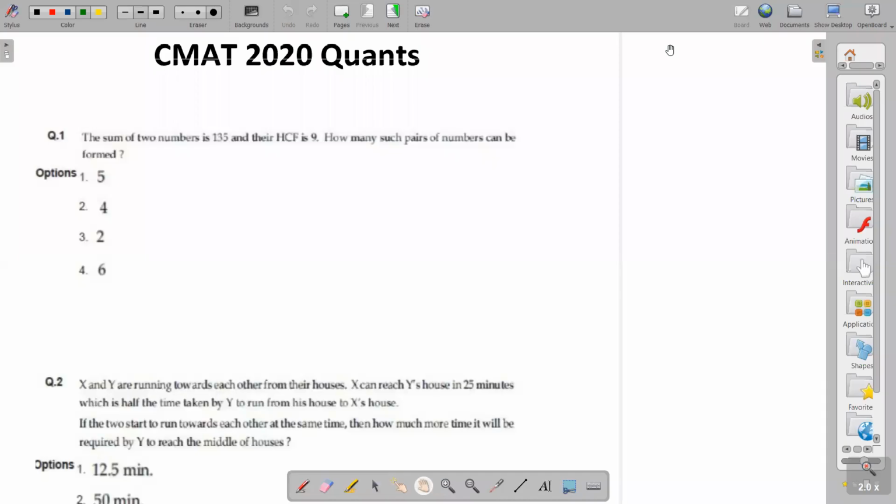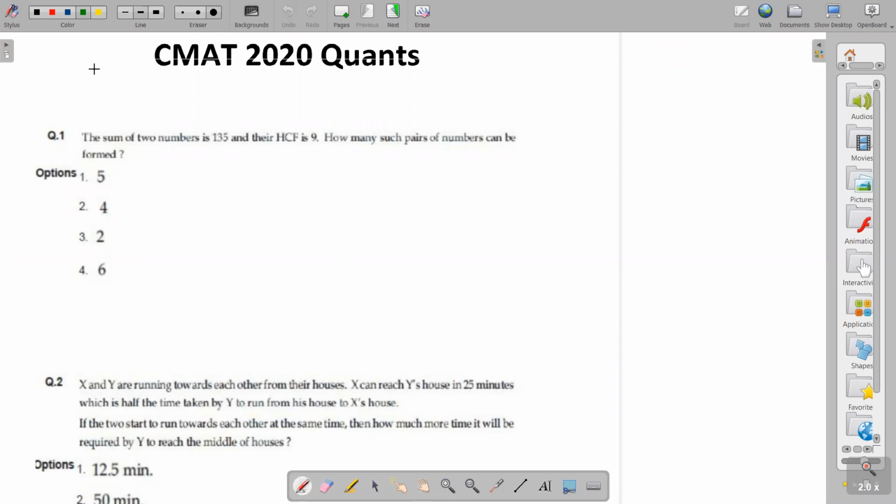Hello everyone, I'm Tushar Pal, and in this video I'm going to solve the CMAT 2020 quants paper. I'll show you how to effectively solve some of the questions with the help of options and some tricks. So without wasting any time, let's start solving.